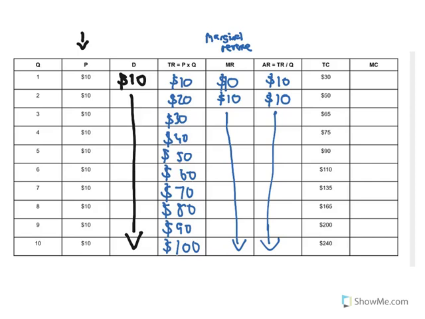Next column over is total cost, which has already been given to us. And then the last column is one that should be familiar from Unit 5, and that's marginal cost. Remember, marginal cost is the change in total cost.